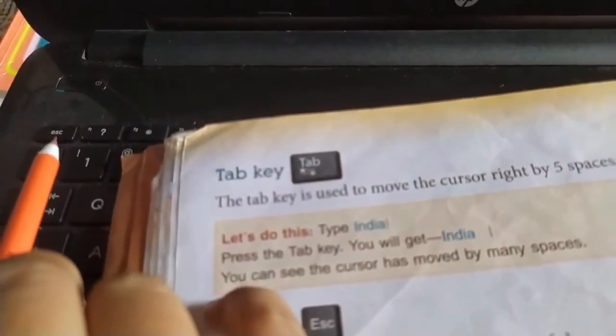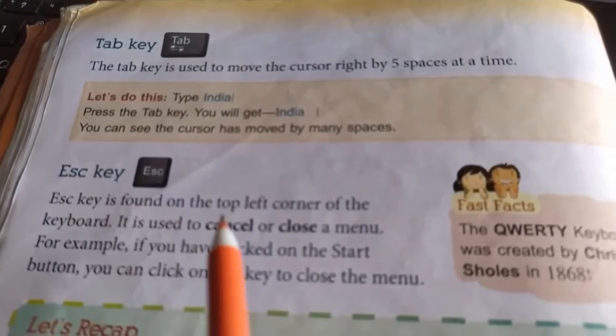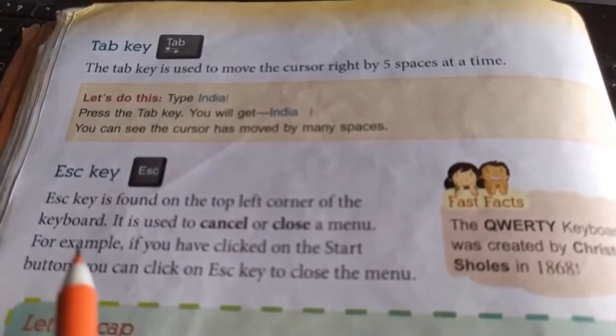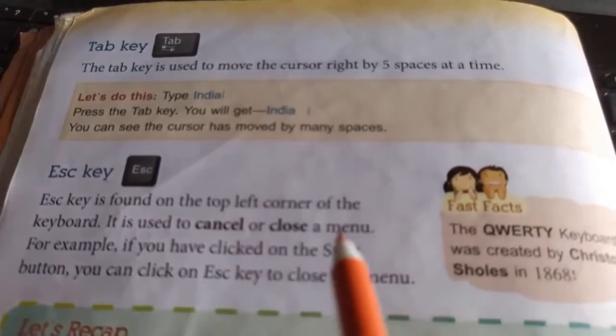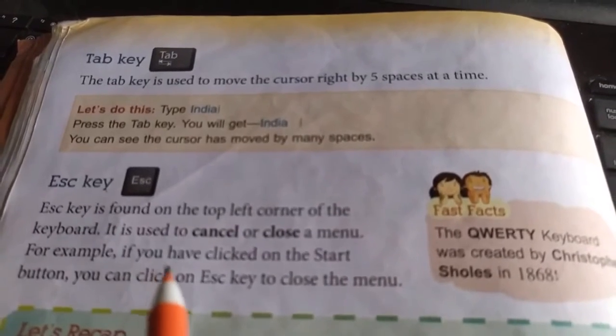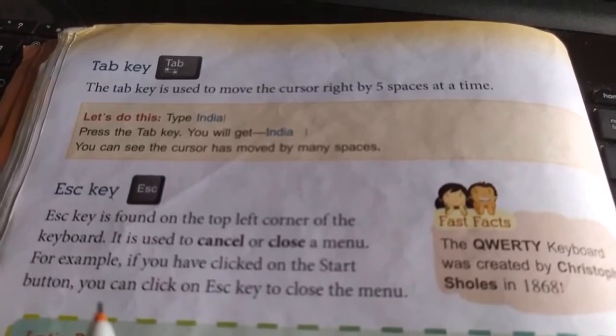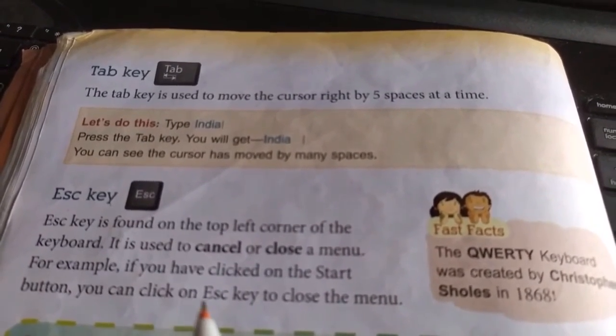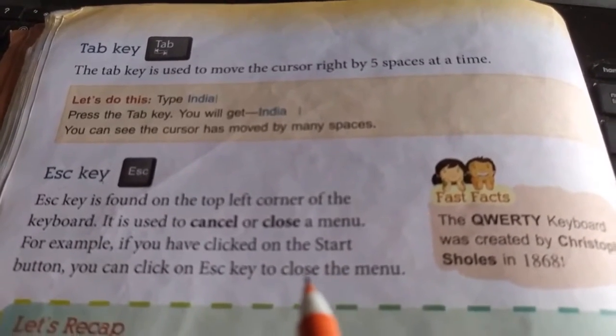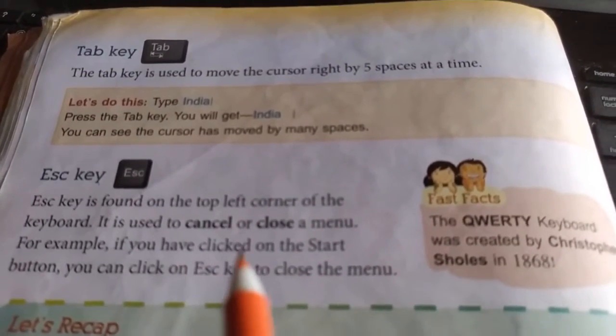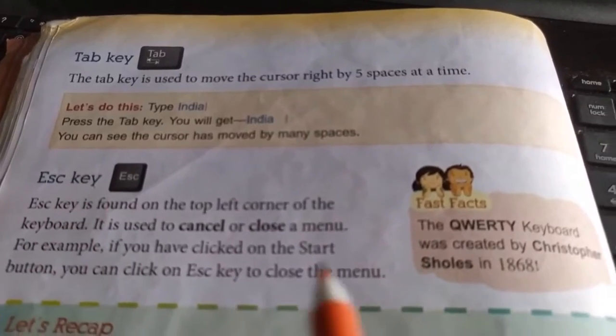Escape key. This one is the escape key. Escape key is found on the top left corner of the keyboard. It is used to cancel or close a menu. For example, if we have clicked on the start button, you will click on escape to close the menu. Clear? To cancel or close any menu, we use the escape key.